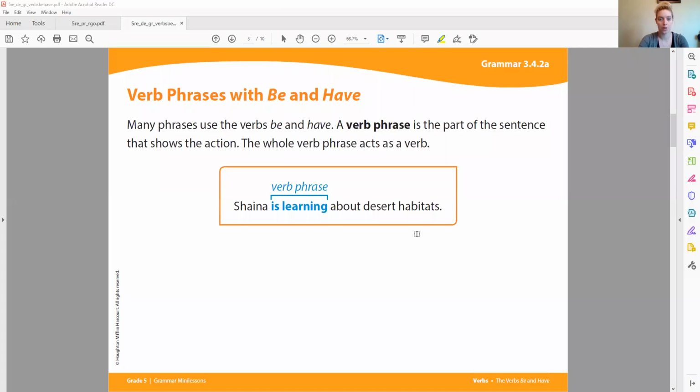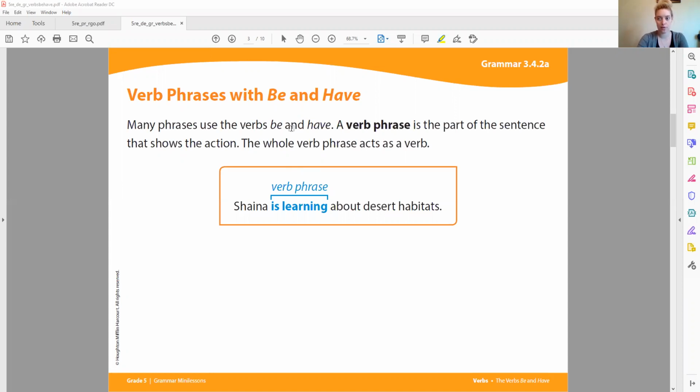So we're going to continue today with the verb be and the verb have, okay? But we're going to look at those verb tenses. So I'm going to share my screen with you guys, and then we're going to go back and review what a verb tense is and then how it works with the verbs be and have.